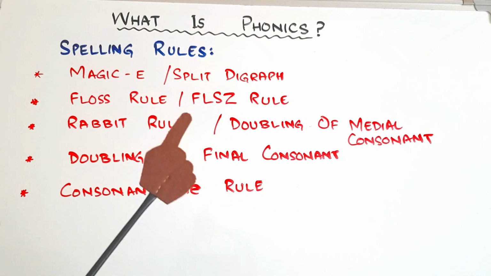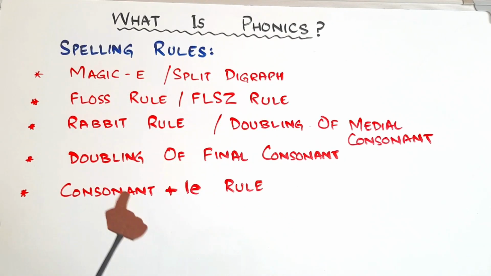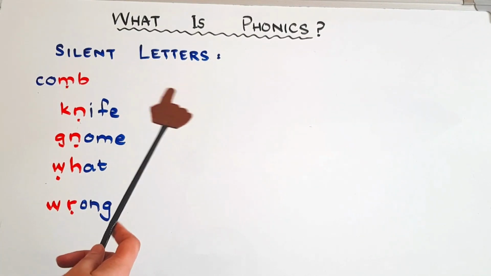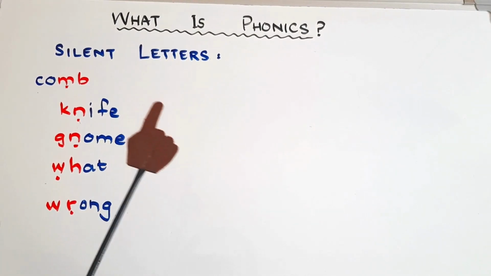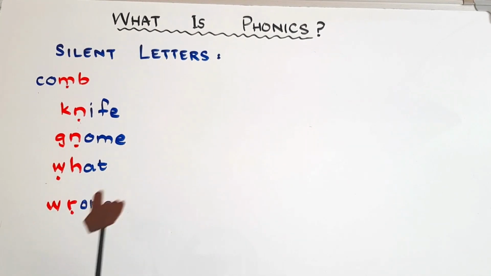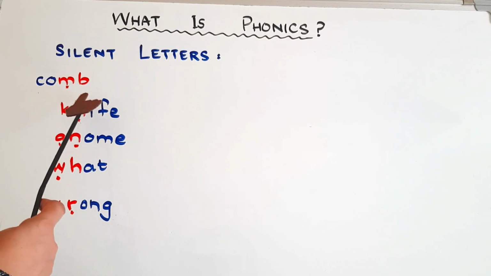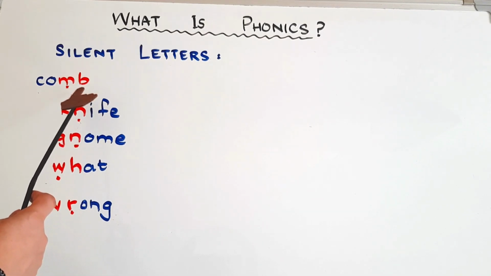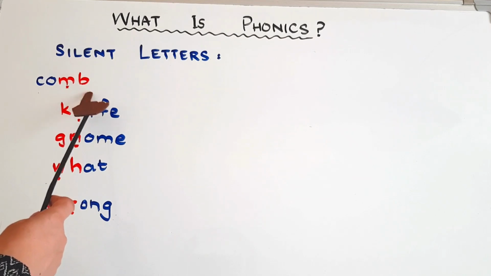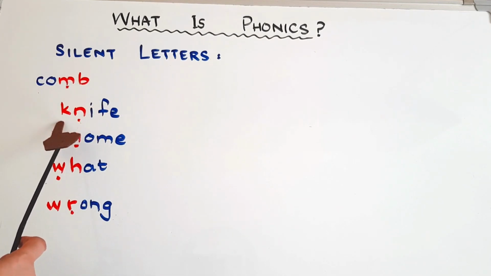After the spelling rules, the last thing that I'm going to share in today's video is silent letters. Yes, silent letters are also an important part of English phonics. In many words, you will find them. Like, for example, the word is comb. We say "com", but we write comb with the b at the end. Here, b is silent. In the word knife, we write it with kn, but k is silent.